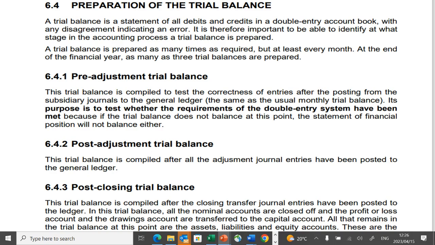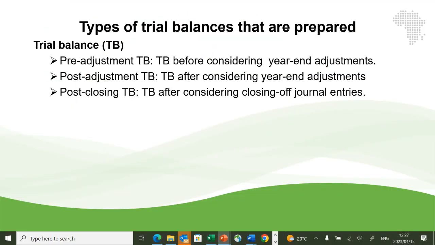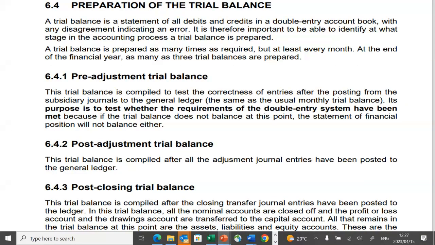slide. It's there in your learning unit number 6, which explains, for example, on top here, it says the trial balance is prepared as many times as required, but at least every month. At the end of the financial year, as many as 3 trial balances can be prepared. Those are the ones that I wanted us to focus on, which is your pre-adjustment trial balance, your post-adjustment trial balance, and your post-closing trial balance. You can just go and read, but it's the same thing that I've explained on the previous slide, just to simplify it.